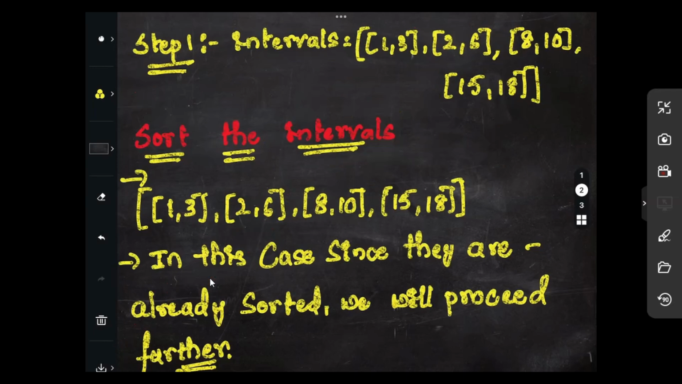Let's see how we can articulate the thought process and what we will do further, meaning how we can articulate the same thing in the form of code. Let's see both here. Step 1, with the same example: we will sort the intervals. In this case, since they are already sorted, you can clearly see 1, 3, 2, 6, 8, 10 and 15, 18 is already sorted.